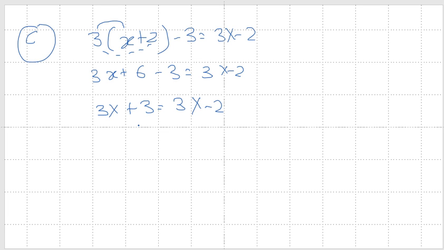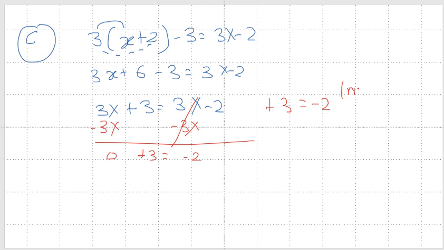Wait a second. What's going on? If I subtract 3x from both sides, what am I left with? I get 0 plus 3 equals, this is 0, equals minus 2. Plus 3 equals minus 2. How's that possible? Impossible. And you'll say this has no solution. You see that? So that's how we'll do it. So I would say all of these things you can do.